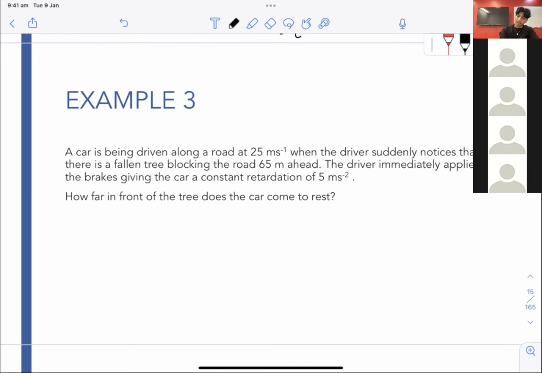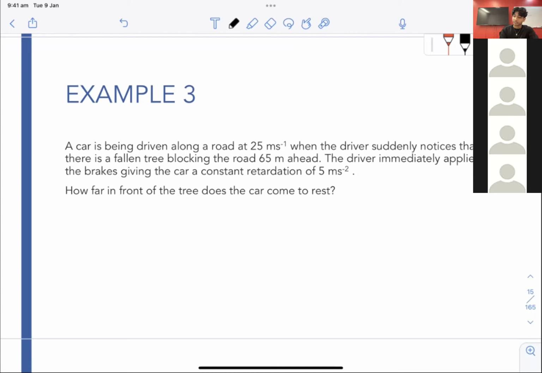All right. A car is being driven along a road at 25 meters per second. That's our initial velocity here. The driver notices the tree 65 meters ahead. So that's part of the displacement. I won't write what this is yet. It's a more complex example. The driver applies the brakes, giving the car a constant deceleration of 5. There's our A.